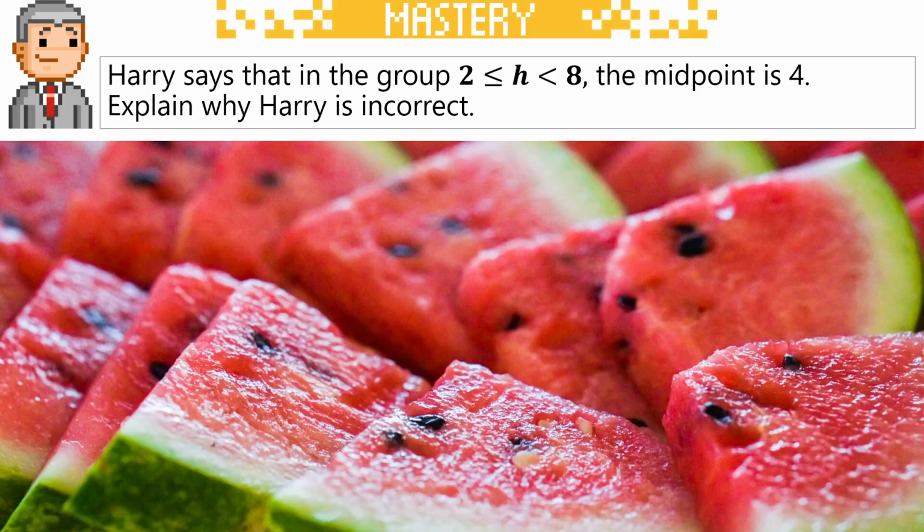Let's finish on this. Harry says that in the group 2 to 8, the midpoint is 4. Explain why Harry is incorrect. If you know, write it in the comments below.